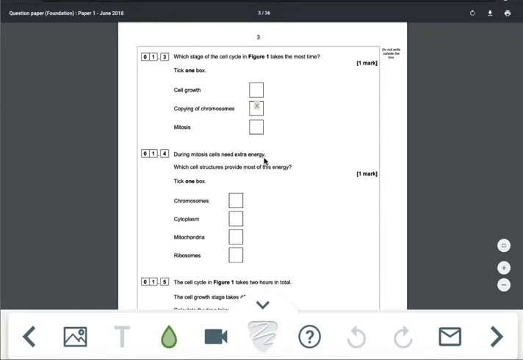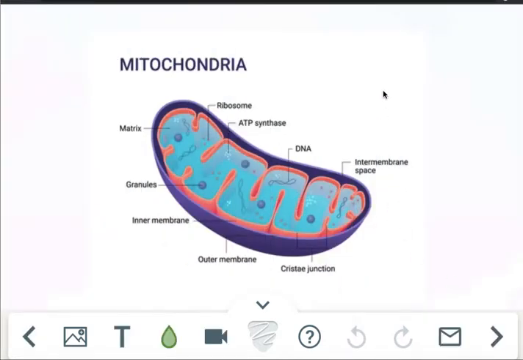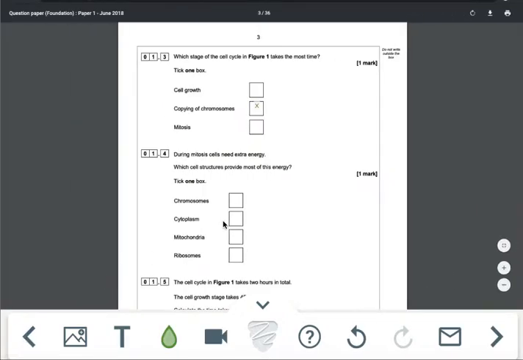During mitosis, cells need extra energy. Which of the cell structures provides most of this energy? Now, the answer should be quite clear to you. It's the mitochondria. The mitochondria are the powerhouse of the cell. Always remember that mitochondria equals powerhouse of the cell. Here's a mitochondria if you don't remember what it is. Here's a picture I put in for you. So we can just go ahead and put an X in here. And we'll move on to the next question.